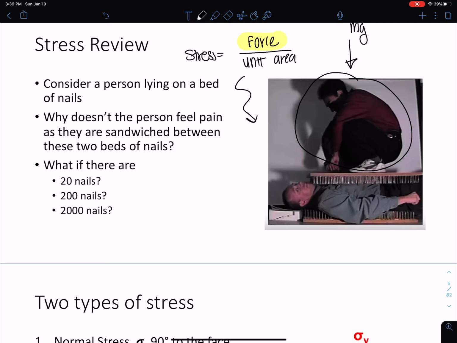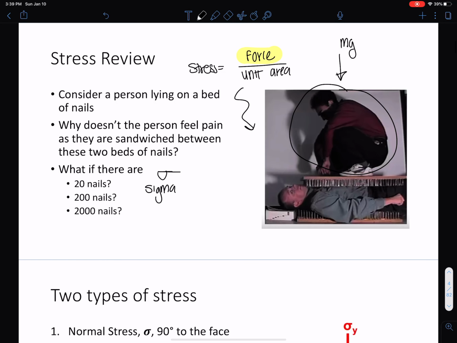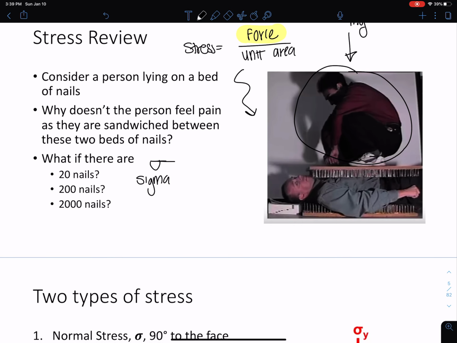In this class, this type of stress, we're going to use this Greek symbol sigma to represent it. We have a lot of different kinds of stress, not just one kind. This sigma, this little notation here, is normal stress. The reason we call this normal stress is because it's perpendicular to the surface.